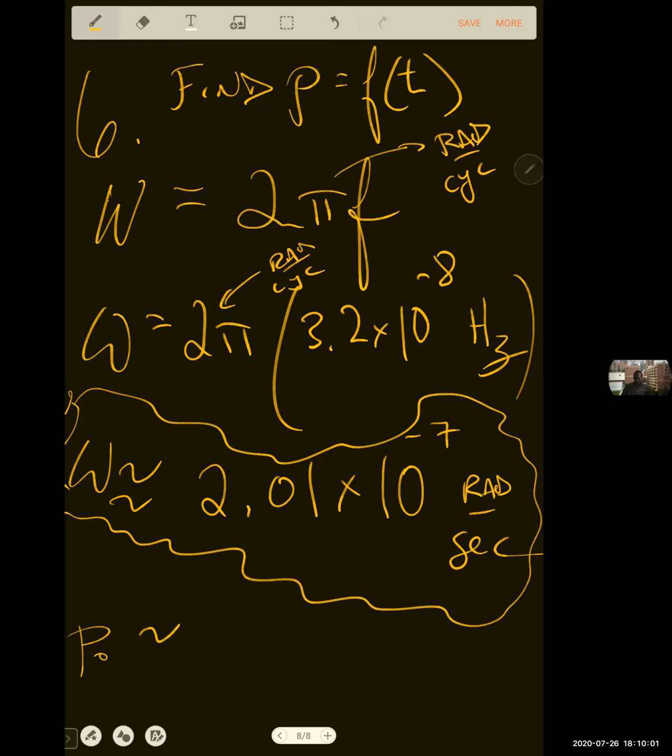What is P naught? Well, I'm going to read it straight off the graph, or you could actually, now that we have omega and we have phi, now we have everything else, you could actually just write out the equation, pick a point in the graph and solve for P naught. It actually comes to the same thing. But it just seems to me, looking at the graph, P naught, the initial value of this whole thing, is around negative 12.